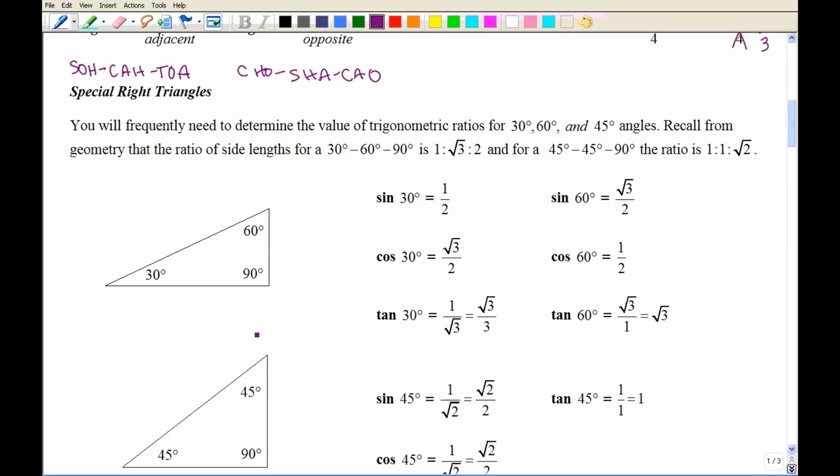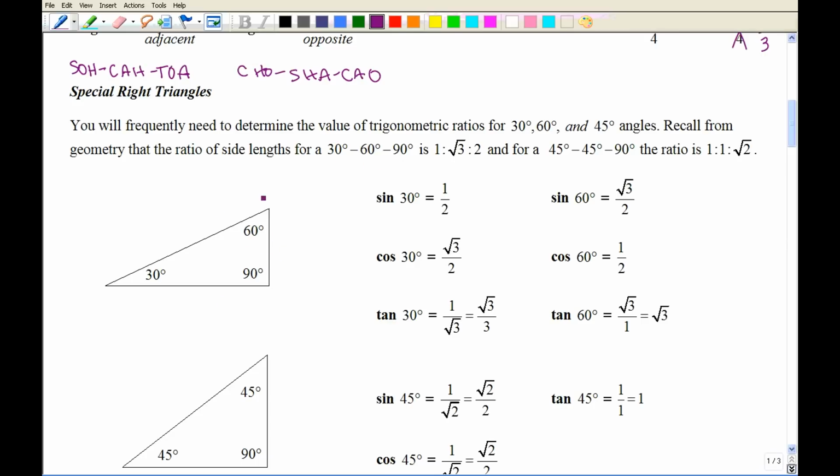Those will be the ratios that we're going to be using for these two triangles with those three numbers. Okay, so remember we've got 30, 60, 90 special right triangles, and 45, 45, 90. And the ratio for these, so if you know one of the sides, you can figure out the other because it's based off of ratio.